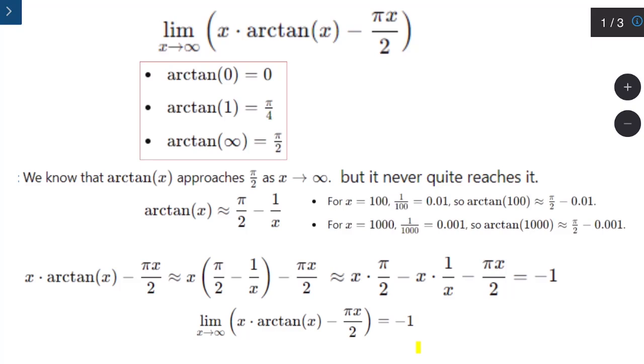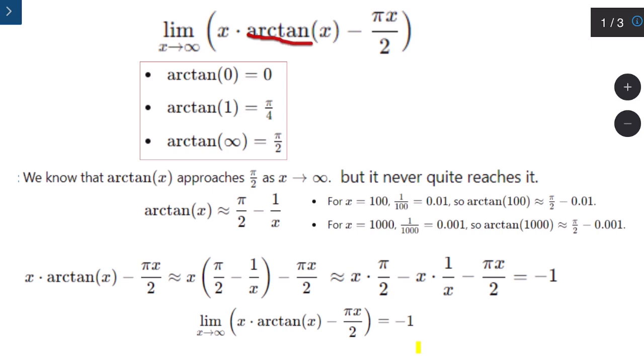Good morning, everybody. I'll try to solve this exercise in English because we are using it with our students. This is a very interesting exercise that will give all students some basic knowledge regarding limits for arctan.